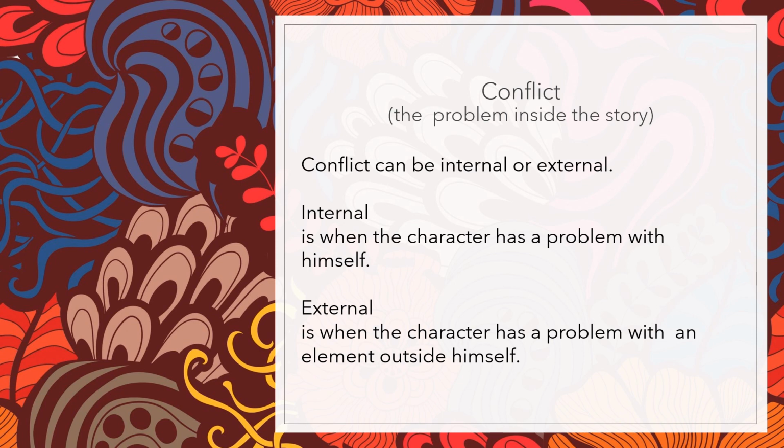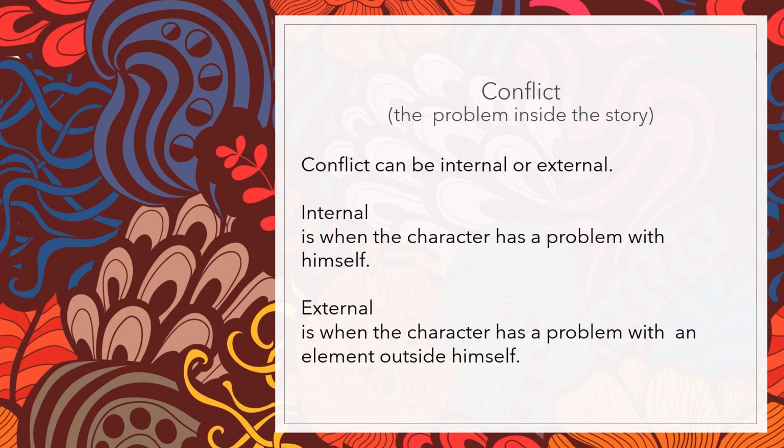And when the conflict is internal is when the character has a problem with himself, inside himself. External is when the character has a problem with the elements outside of himself. It could be a person, it could be an object, it could be anything else. But it has to have an action that involves something else, someone else. Okay? Los conflictos pueden ser internos y externos.